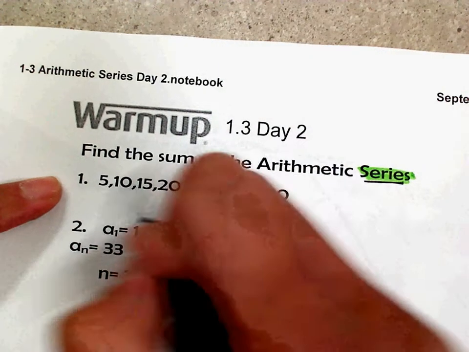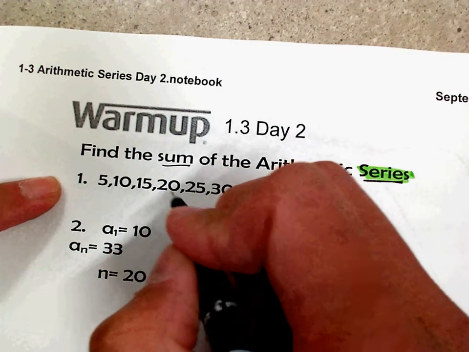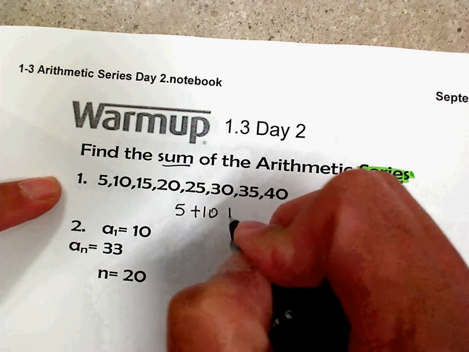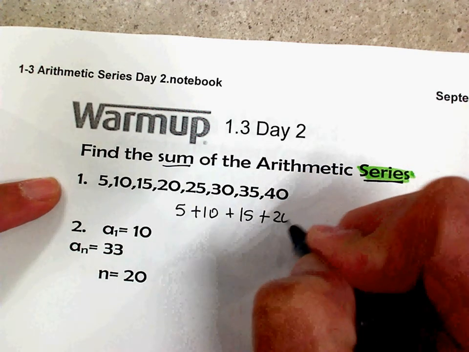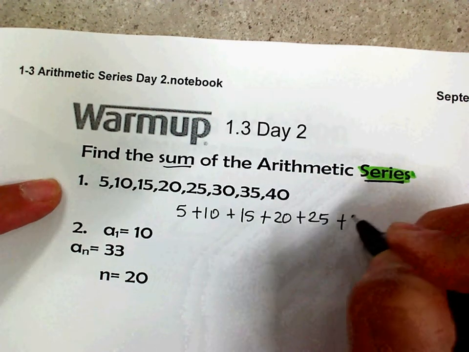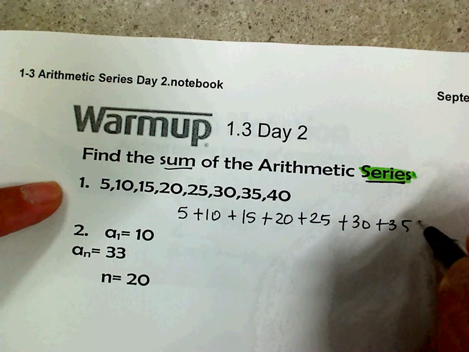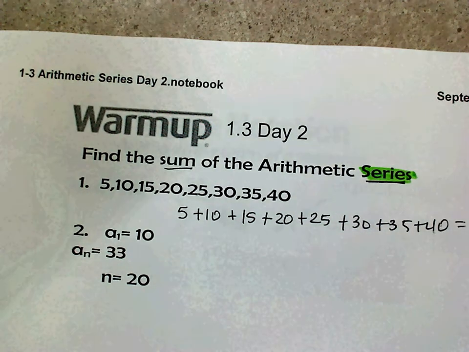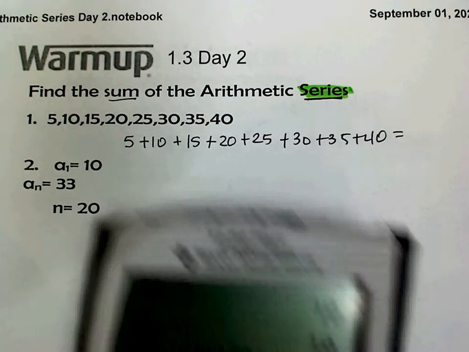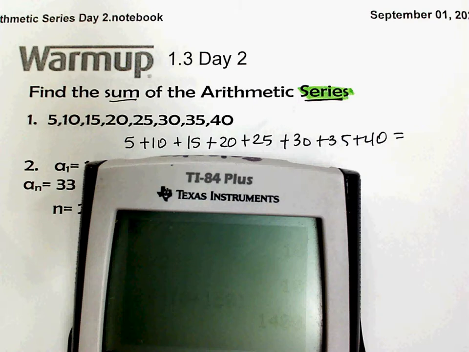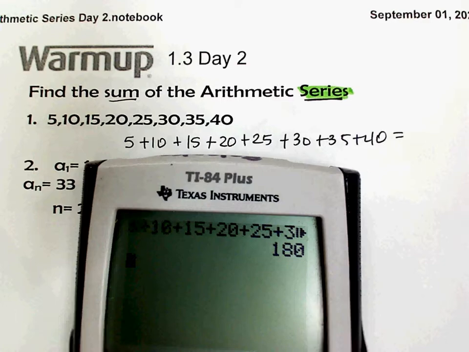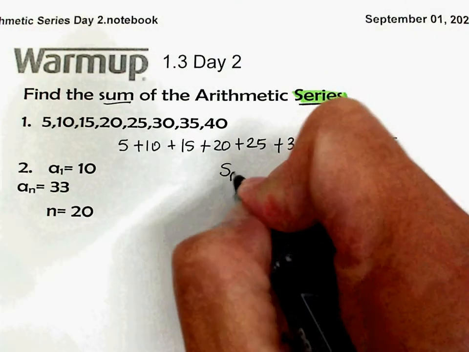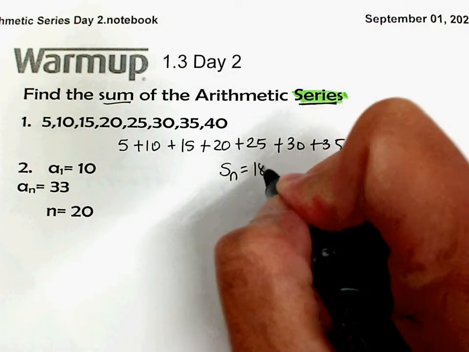So how am I going to get the sum? Sum means I'm adding it all together. So 5 plus 10 plus 15 plus 20, 25, 30, 35, and 40. Can I just add all those together? Absolutely. 5 plus 10 plus 15 plus 20 plus 25 plus 30 plus 35 plus 40. And that comes out to be 180. So S of n equals 180.